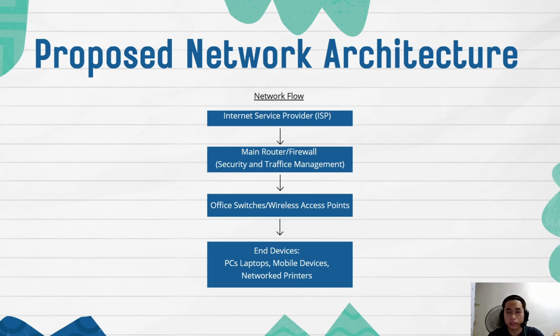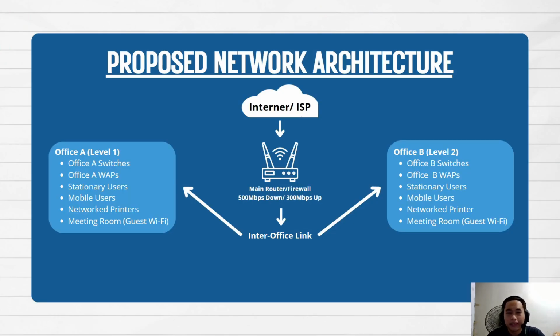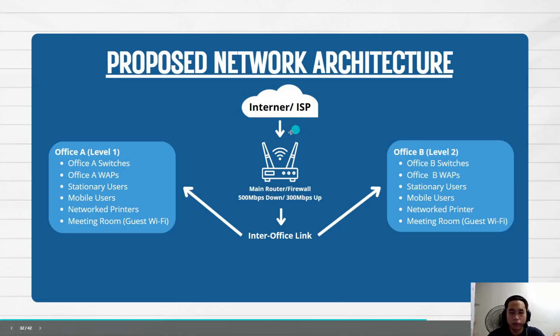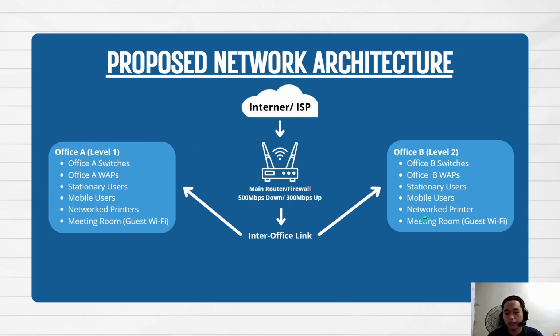First we will start with the proposed network architecture. It will go from the internet service provider, to the main router, and then to the office switches, and then to the end devices such as PCs, laptops, mobile devices, and network printers. Next is the diagram of the proposed network architecture. You can see it goes from the internet to the main router to the inter-office link, and then to office A and then office B.